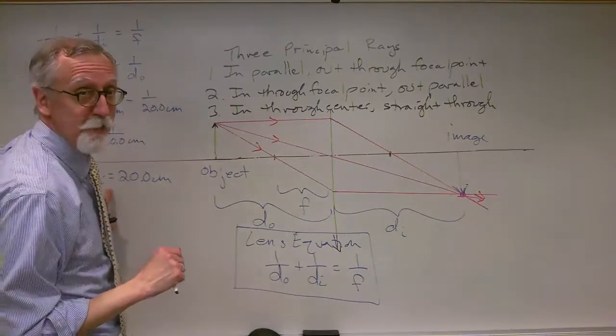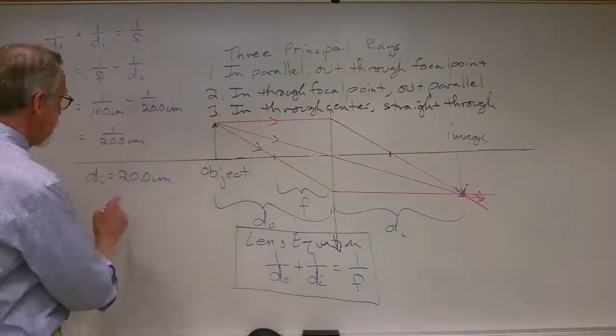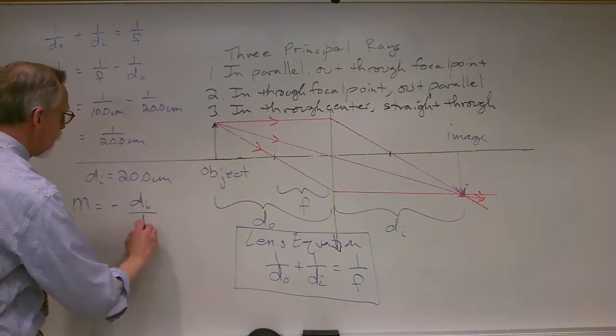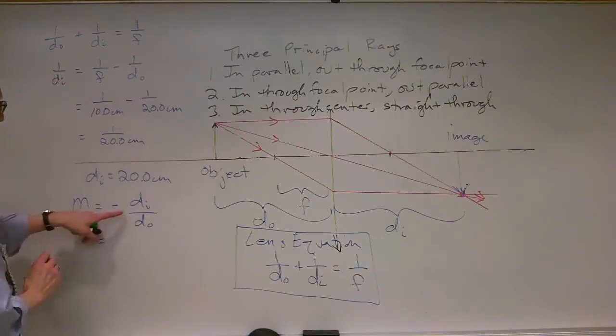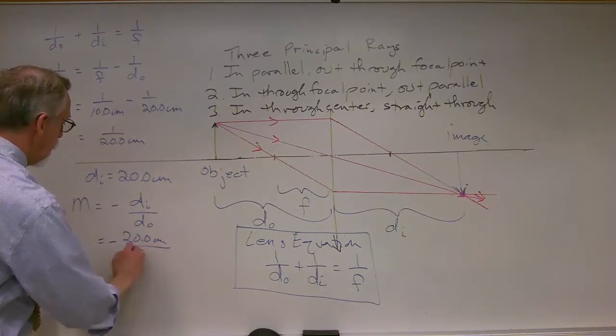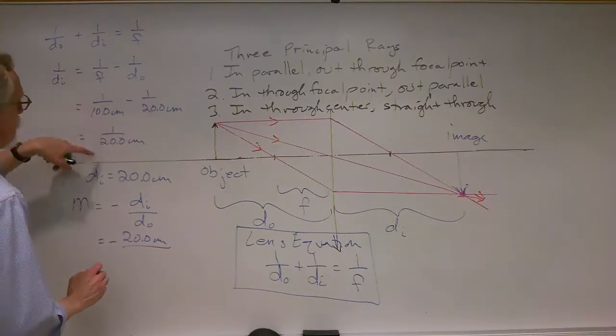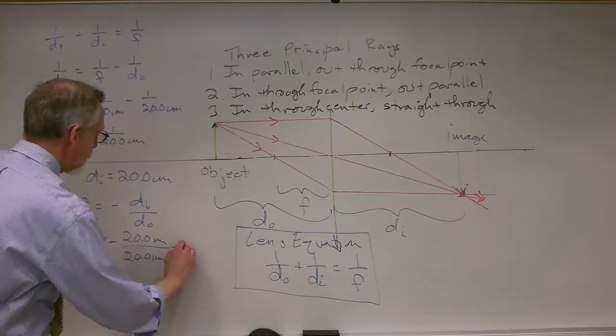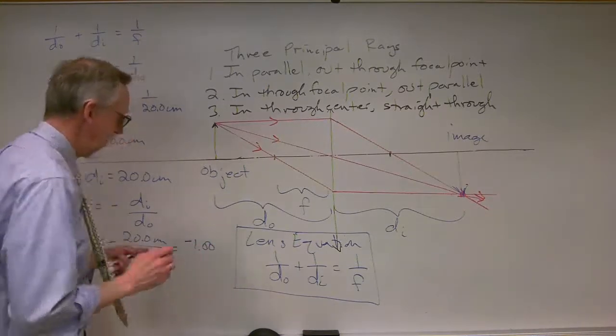We also have the same definition for magnification. The magnification will be minus di over dO, which in this case is going to be negative 20 centimeters over dO, which is 20 centimeters, which gives us a value of negative 1.